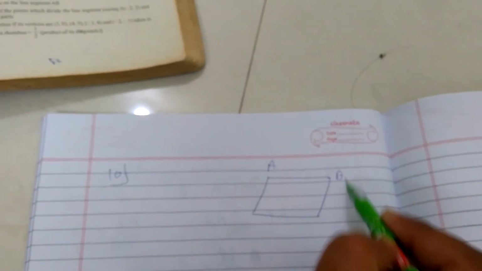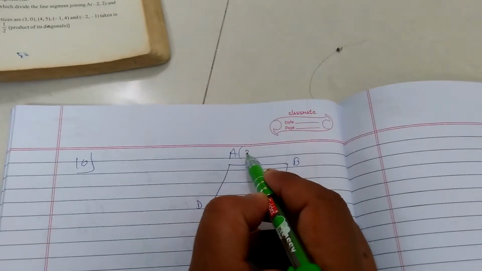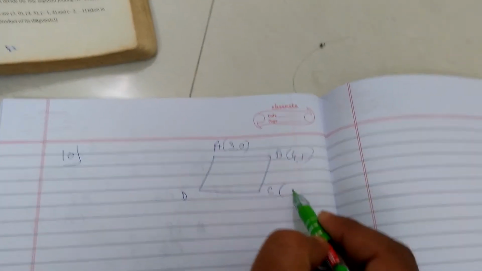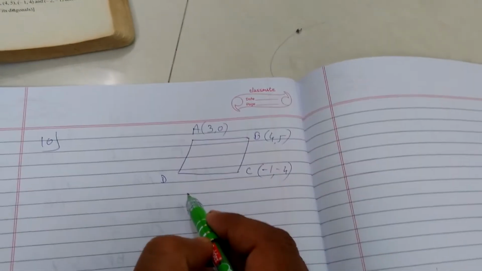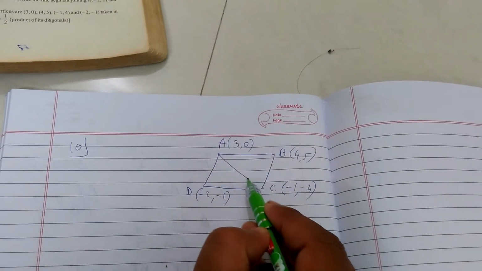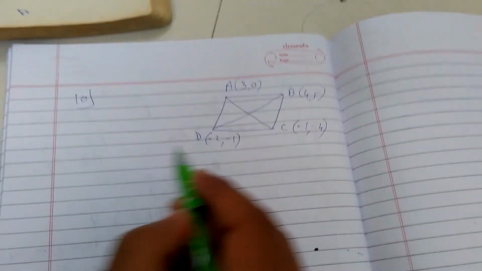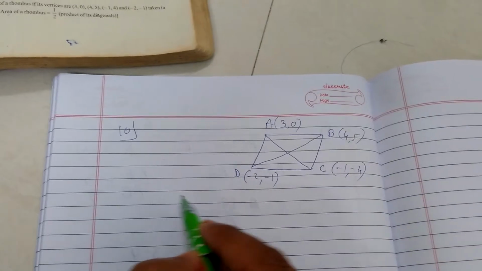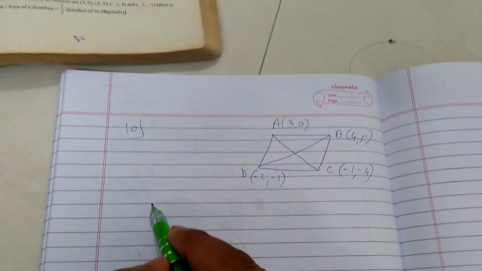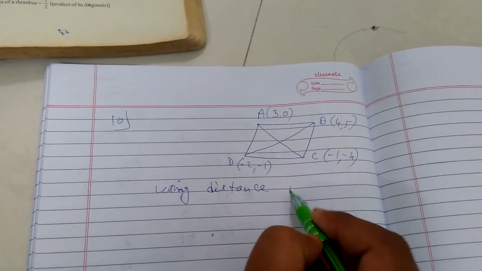We draw first a rhombus. These are the points A, B, C and D. The coordinates are A (3, 0), B (4, 5), C (-1, -4) and D (-2, -1). Now this is AC and this one is BD. So we find the diagonals AC and BD using the distance formula.